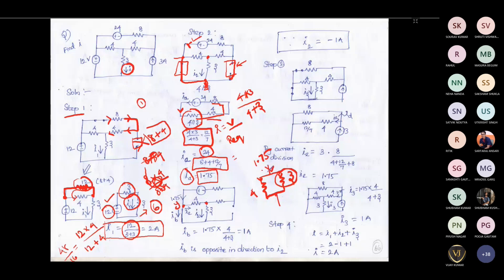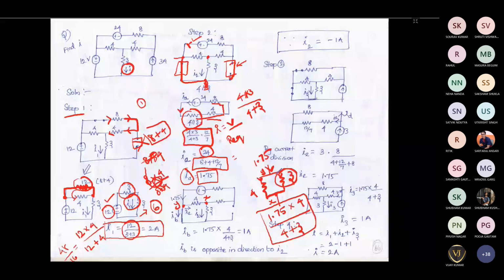Let's say this is Y and this is X. Okay, this is X point. So the current needs to be divided. If you apply the current division rule, you can find the total current times the opposite resistor divided by the sum of the resistors. Okay, this is how you can find the current using the current division formula.